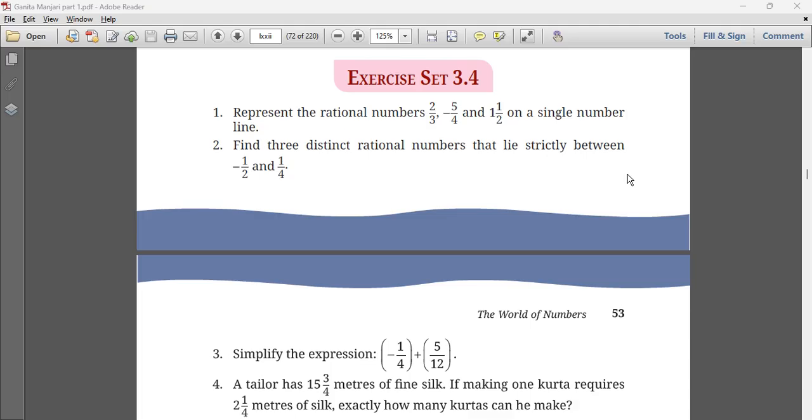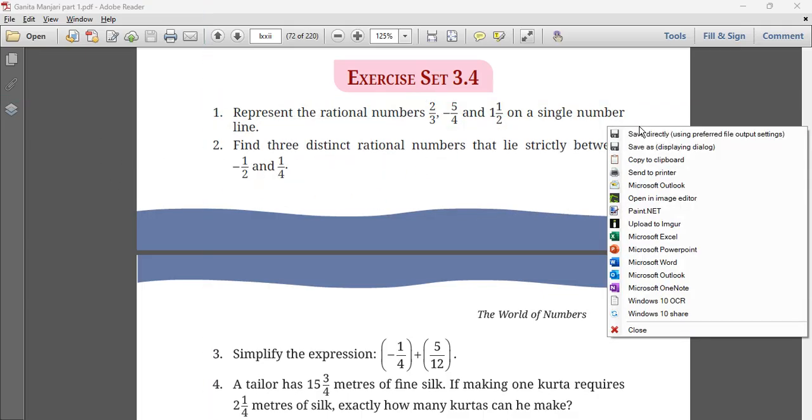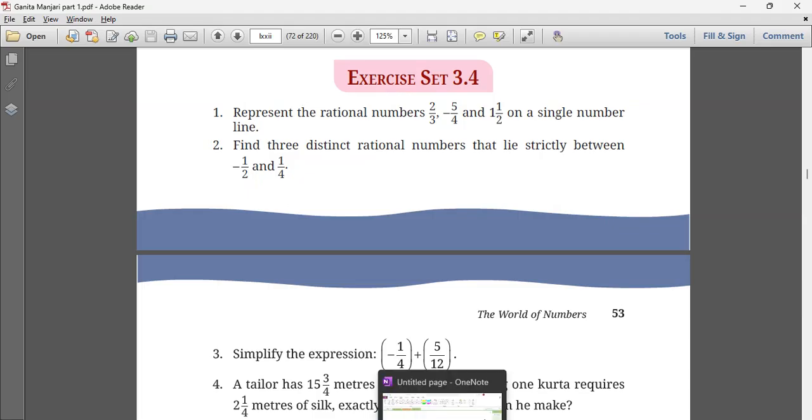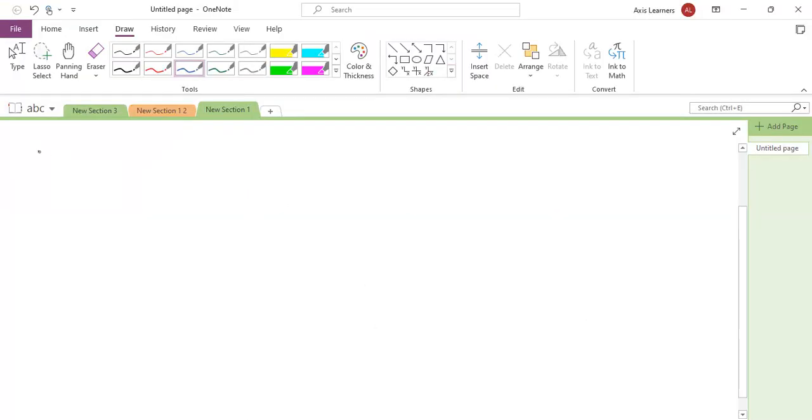In this video, we are going to see the solution of the exercise set 3.4. Directly, we will enter into the solution of the exercise question first. Okay, see this question. Represent the rational numbers 2 by 3, minus 5 by 4 and 1 by 2 on a single number line. Okay, already we have seen how to plot numbers on number lines.